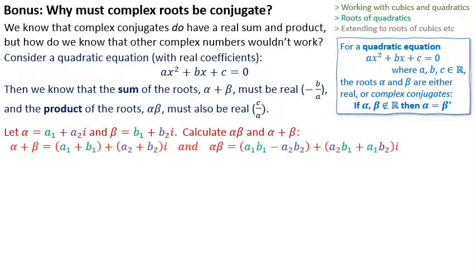So let's see what happens. We calculate the sum and the product. I do the sum first because that's easiest. We add the two real components to get the real component. We add the two imaginary components to get the imaginary component. Then we do the product of the roots.